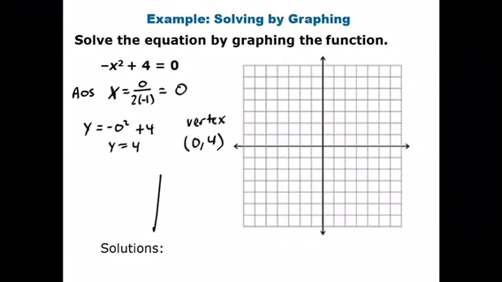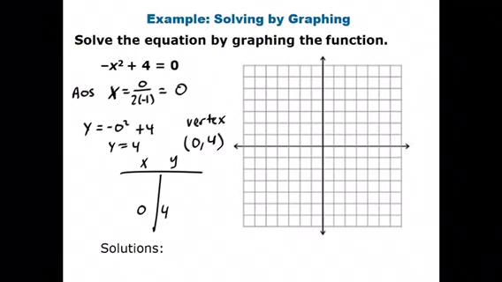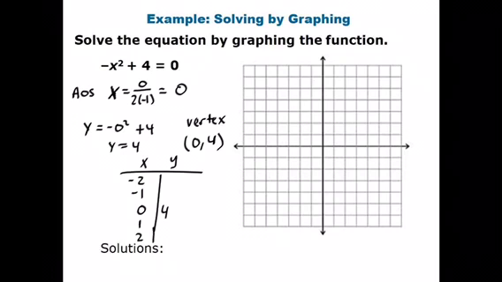And so now we look at our xy table, x and y. We've got the point 0, 4. And we'll just try to choose some points on either side. Let's do like negative 2, negative 1, 1, and 2.